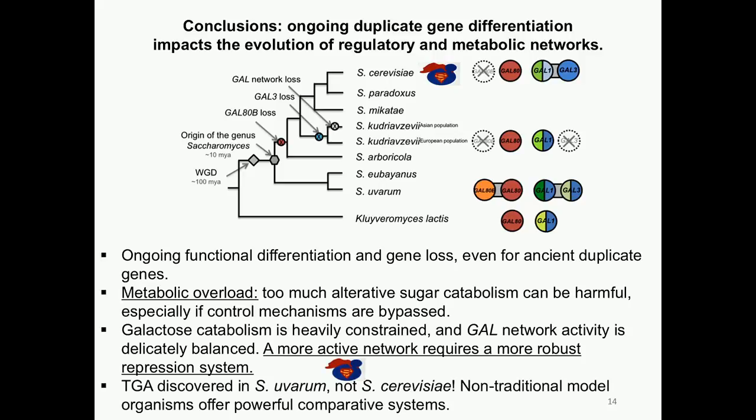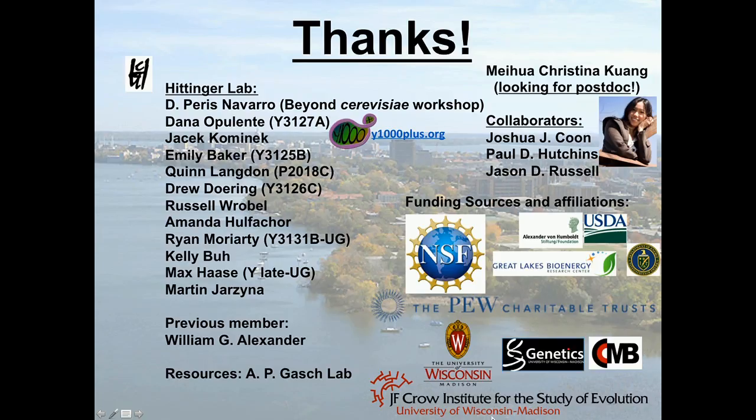And of course, this has been the high tempo of model organism research. It's been a great time, but I also want to highlight that we do need non-traditional model organisms as comparative systems. That temporary growth arrest phenotype, even though it is homologous and is present in cerevisiae, was missed by decades of previous research because it's much stronger in uvarum.